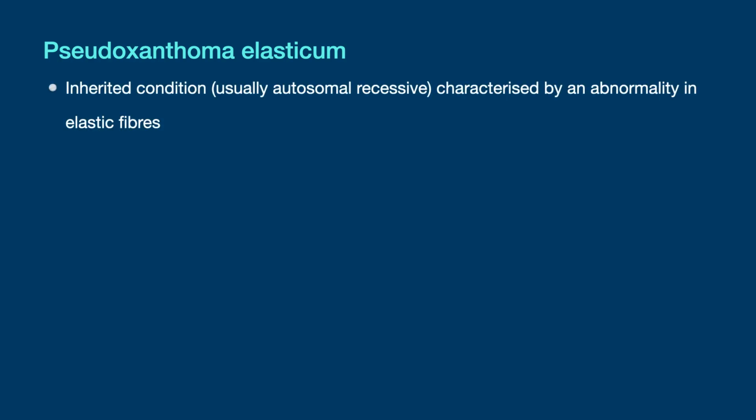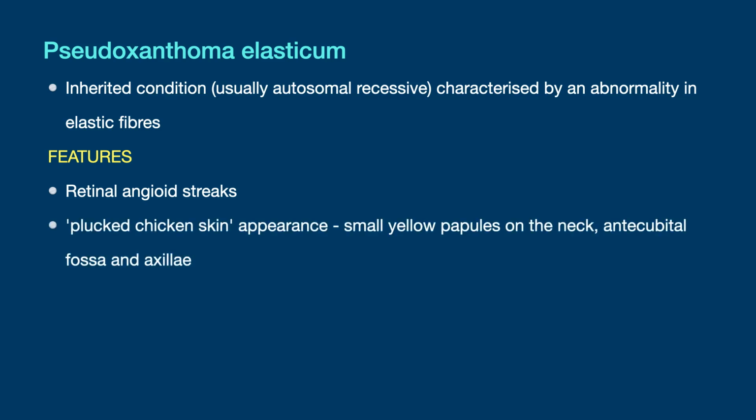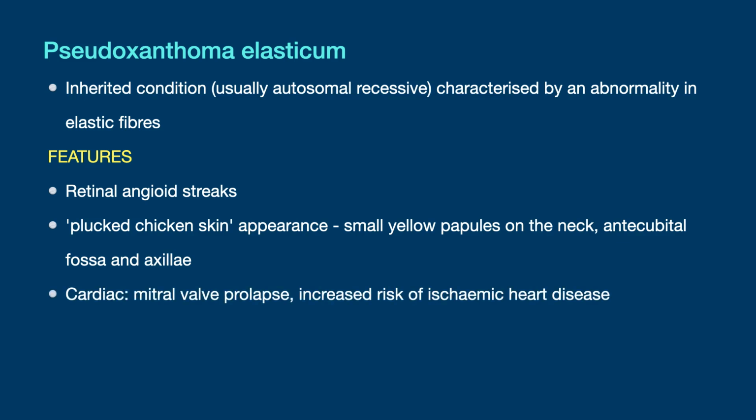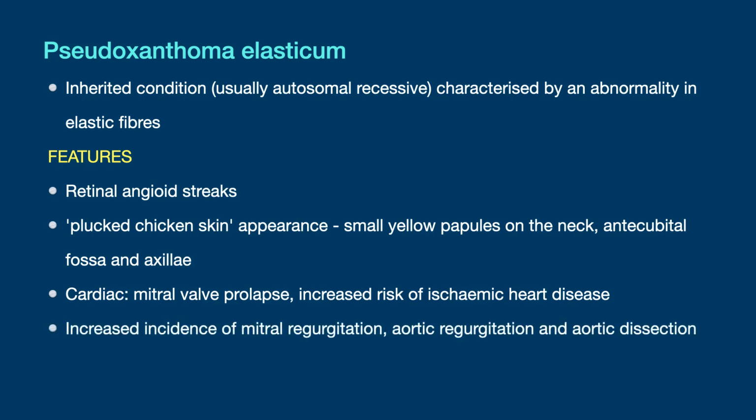Pseudoxanthoma elasticum is an inherited condition, usually autosomal recessive, characterized by an abnormality in elastic fibers. Features include retinal angioid streaks, plucked chicken skin appearance, where there would be small yellow papules on the neck, antecubital fossa and axilla, cardiac involvement having mitral valve prolapse, increased risk of ischemic heart disease. Due to loss of elastic tissue, patients have an increased incidence of mitral regurgitation, aortic regurgitation, and aortic dissection. There may also be evidence of gastrointestinal hemorrhage.